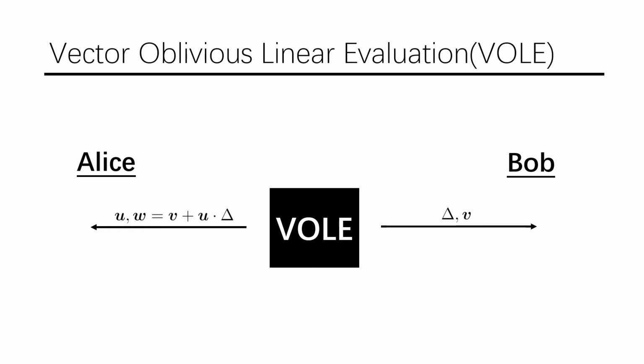Specifically, the OPRF in this protocol is built based on vector oblivious linear evaluation. Vector oblivious linear evaluation, or VOLE for short, is a correlation generator that can be run between two parties. The VOLE generator outputs three vectors, U, V, and W, and a scalar delta. So Alice gets two vectors U and W, and Bob gets V and delta. All of these are random, but with the property that they are correlated, and the correlation is such that W equals U times delta plus V.